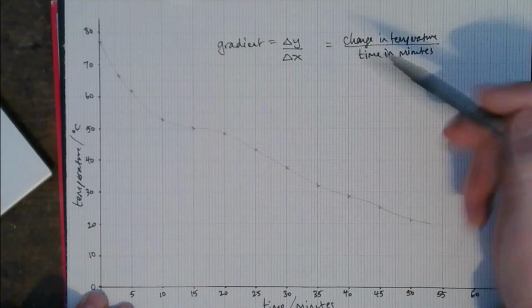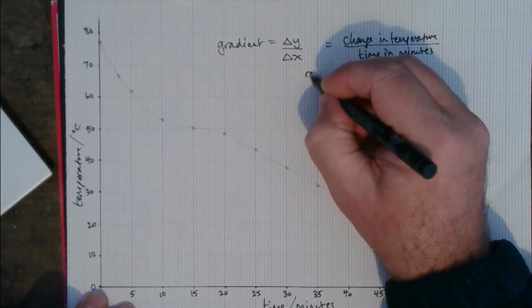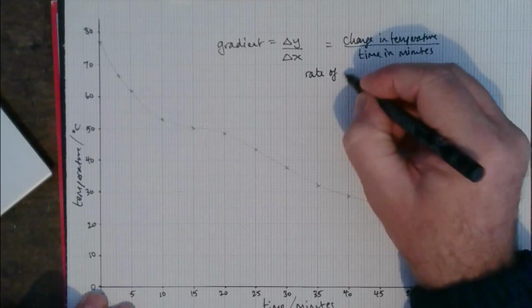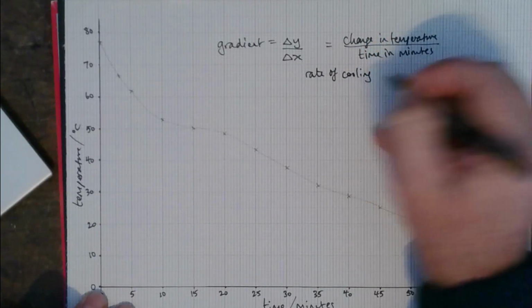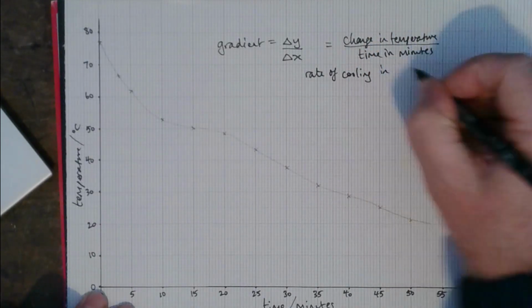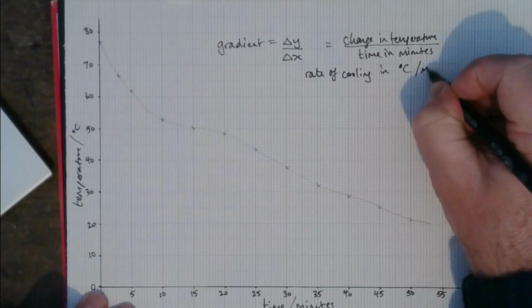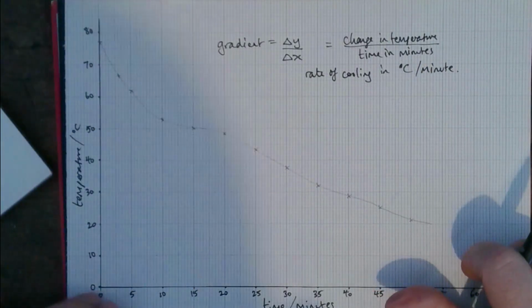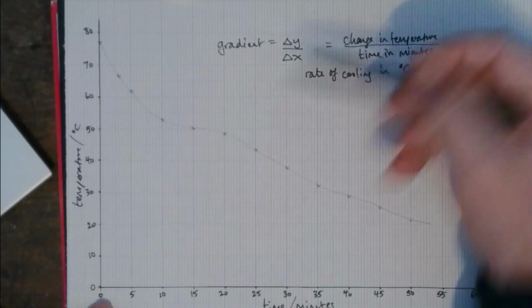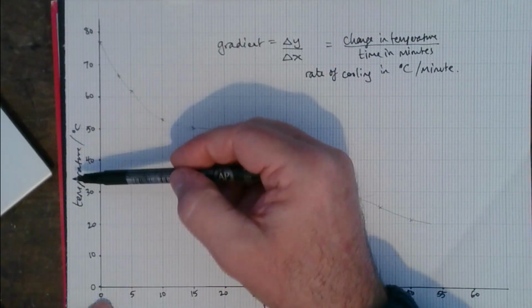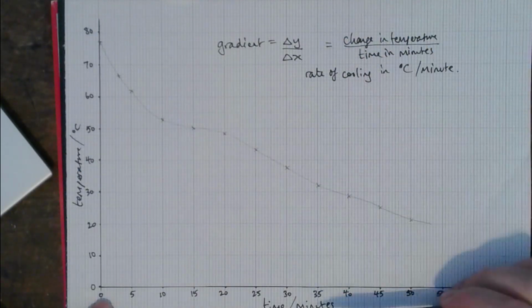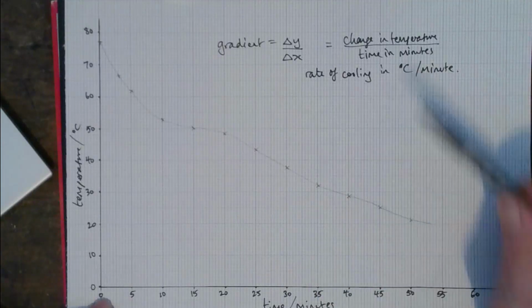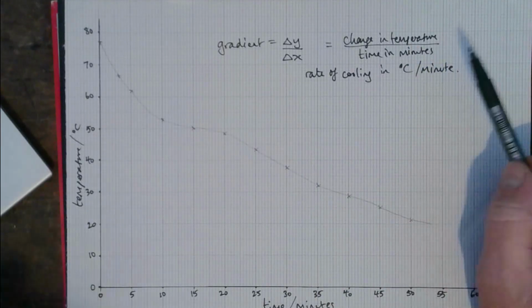Effectively, my gradient is rate of cooling, in degrees Celsius per minute. Okay, that's really what my gradient is telling me. Delta y over delta x. Okay, I'm going to substitute in my labels. I've got temperature divided by time. I'm getting degrees Celsius per minute. It's a rate of cooling.